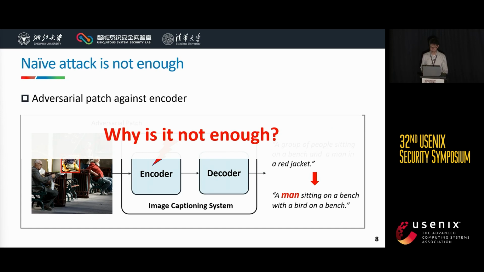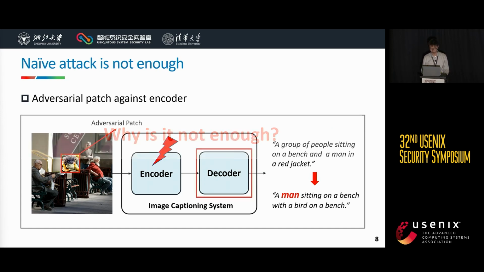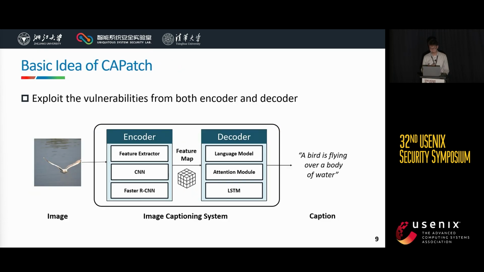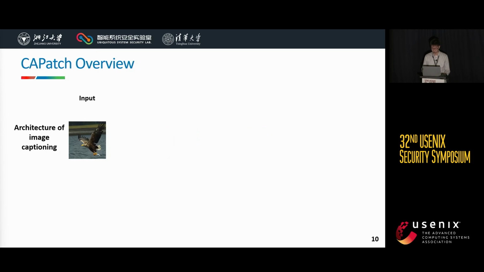Why is it not enough? Because the naive adversarial patch doesn't consider the decoder. To enhance the capability of the adversarial patch, our basic idea is to exploit the vulnerabilities from the system level instead of a single module level. With this basic idea, we carefully analyze the architecture of the image captioning system and then design the CAPatch.